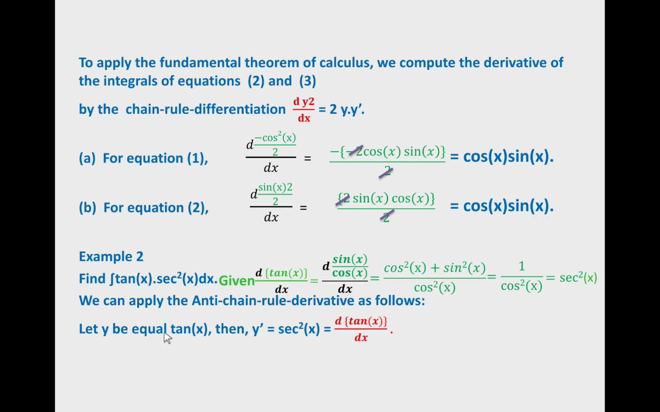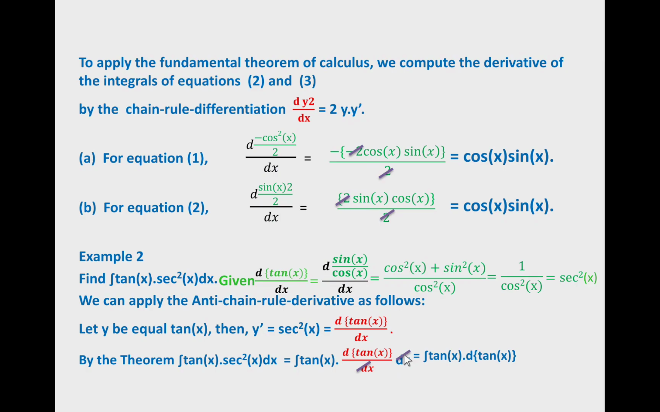We let y equal to tan x, then y prime equal to sec square x, which is also represented by d tan x by dx. And if we do the plugging, then from our theorem we have the integration of tan x sec square x dx equal to the integration of tan x, instead of sec square x we put the derivative of tan x dx. And now that we have this dx in the numerator and denominator, we can cancel them and we will end up with the integration of tan x d tan x.